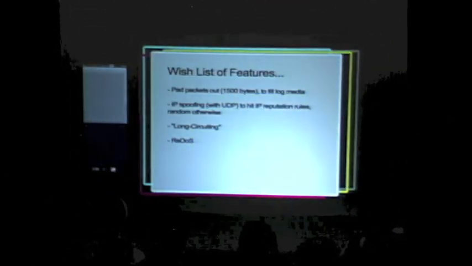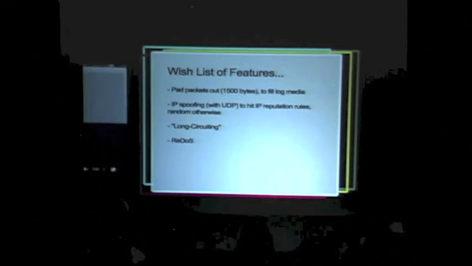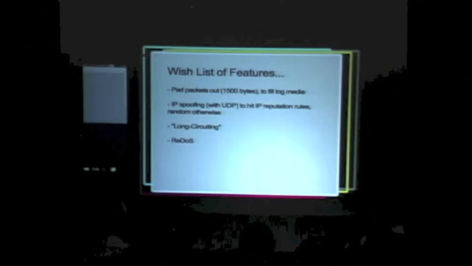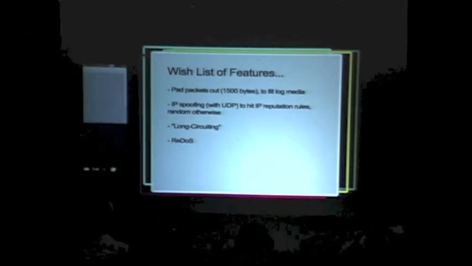A couple features I don't have that I'd like to add: for UDP, you can do some spoofing, and I don't have that. Maybe pad the packets out, fill up the drive a little bit quicker. Long circuiting: if you've heard of short circuiting in programming, where you have a conditional with a lot of ORs, and if the first one is satisfied, you don't look at the rest. Well, you could take advantage of that the other way. If you have a lot of components in your IDS rules, you could match all the first components, but not match the last one. So it has to spend more resources analyzing it, but it doesn't even come into the channel. You don't even see an alert on it. And then ReDoS, regex denial of service, which is incredibly interesting.